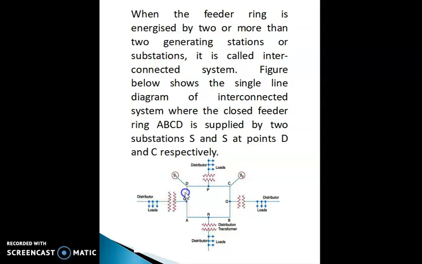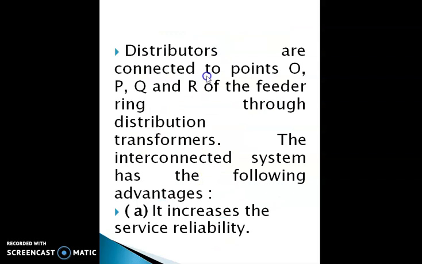Then another distributor is at the branch CD at point P. Again here another distribution transformer distributes the power to different loads. In this way, this is an interconnected distribution system, that is, a feeder ring energized by two or more generating stations. The distributors are connected to the points O, P, Q, R of the feeder ring through the distribution transformers.